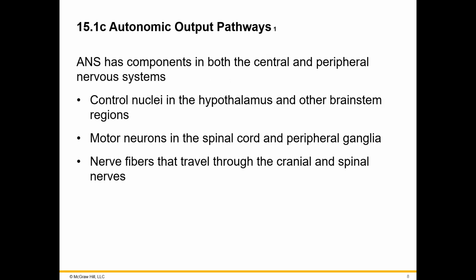So the heart is the baby of your sympathetic and the parasympathetic system. They regulate it based on different circumstances. So the autonomic nervous system has components in both central and peripheral nervous system.